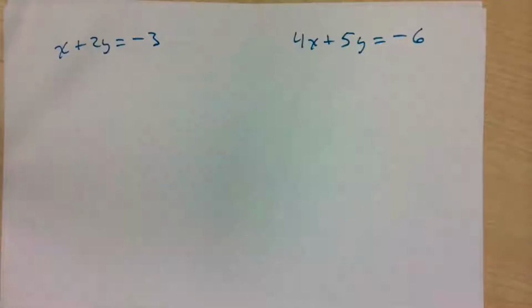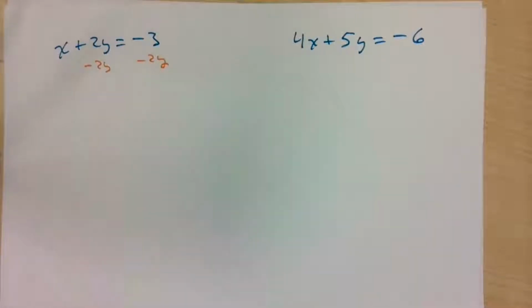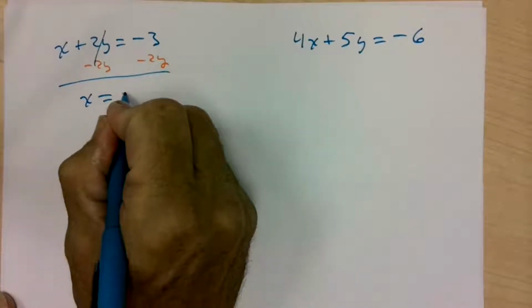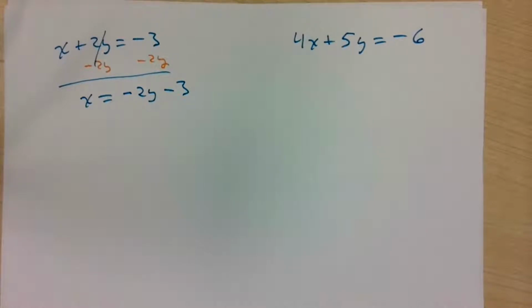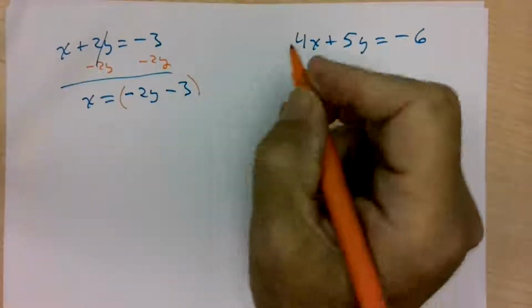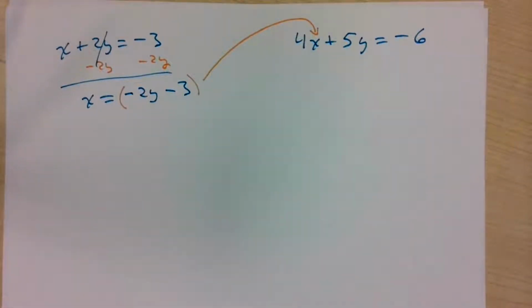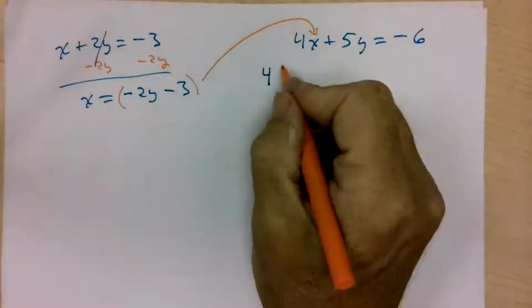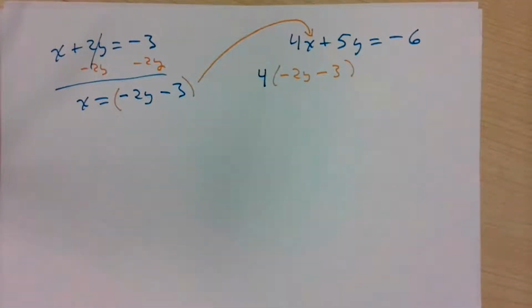So if I solve for this x, we're going to subtract 2y from both sides. Subtract 2y. Subtract 2y. What do we get? X equals negative 3 minus 2y, or negative 2y minus 3. And now that is going to go in parentheses into the other equation. In parentheses here. So 4 times parentheses, negative 2y minus 3, plus 5y equals negative 6.